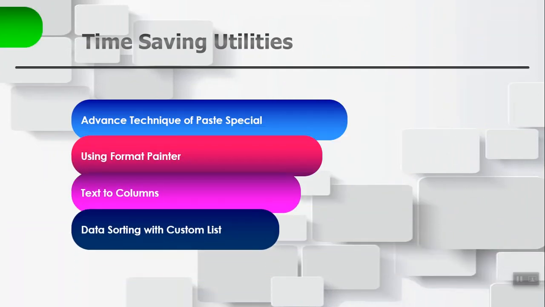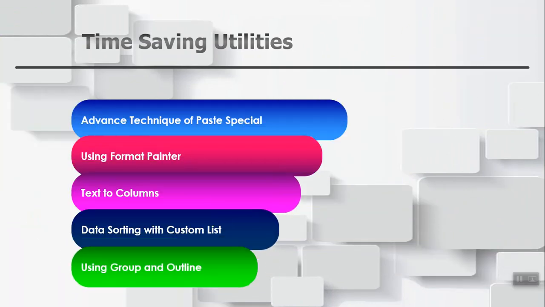We will cover the technique of paste special, fast formatting using format painter, text to column with fixed and delimited parameters, data sorting using custom list, and summarizing data using group and outline. In this video, I explain how to use paste special in Excel and how to make the process more efficient by using paste special shortcuts to paste values, formulas, comments, format, column width, and more.